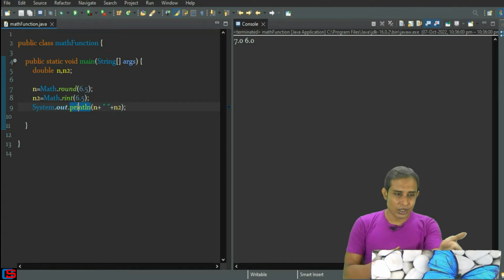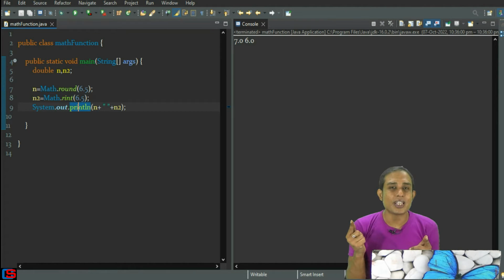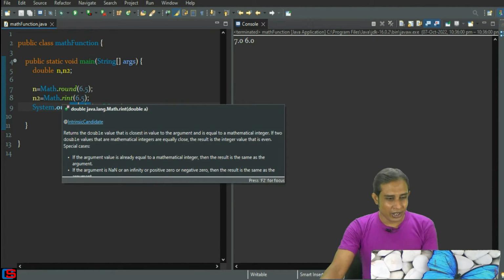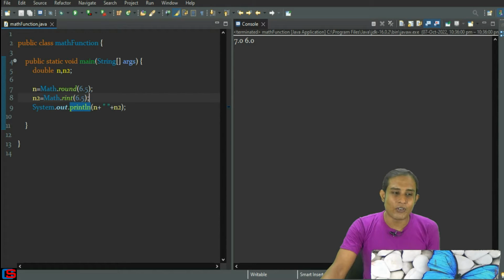But in the previous case, when I passed the value 5.5, what happened? It returned 6, because the left value is 5 and the right value is 6. So the nearest even whole number is 6, and that's why it returns 6. So in the rint function you can see, when I enter the value 5.5, it returns 6.0, and when I enter the value 6.5, again it returns 6.0 instead of 7.0.